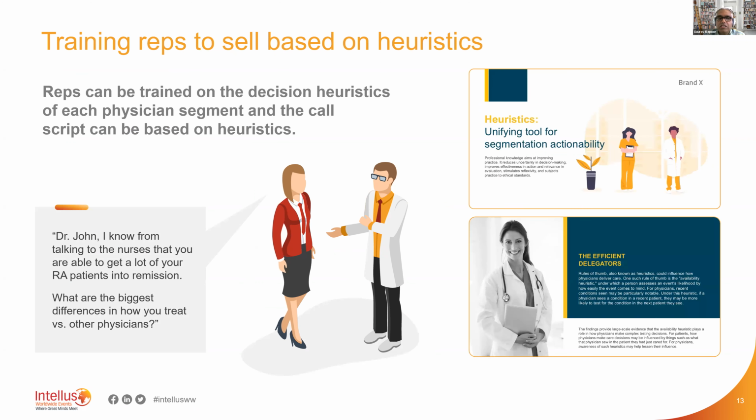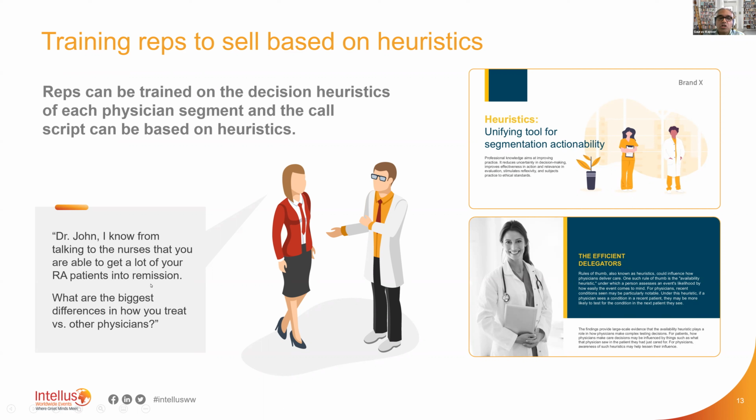You can even take this all the way to, now you want to train your reps on how to sell to heuristics. Your selling guide can be basically based on heuristics. Your challenger selling model can be incorporated, heuristics can be incorporated into that. Here's an example of how, let's say a rep is trained to ask a physician who the rep already knows uses egocentric bias heuristic because it's loaded in Veeva. And now the rep is trained to ask a question like this.